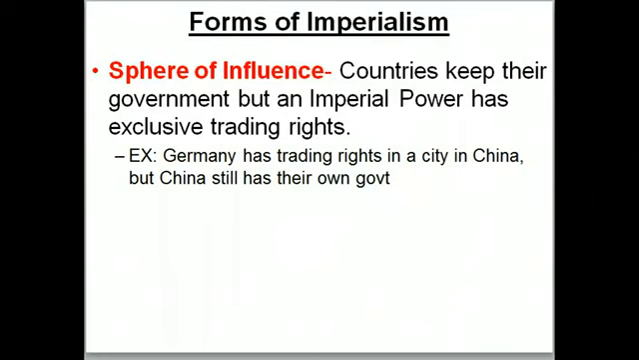Our last form of imperialism is going to be called a sphere of influence, where the countries keep their government and they are a separate nation, a separate country. But the imperial power has exclusive trading rights. So Germany has trading rights in a city in China, but China still has their own government, even though they may be a weak government. So that's a sphere of influence. So you need to know the difference between these three and know an example of each.